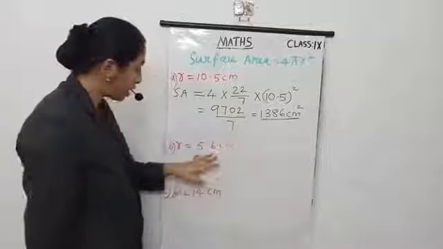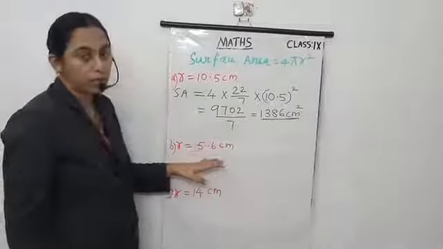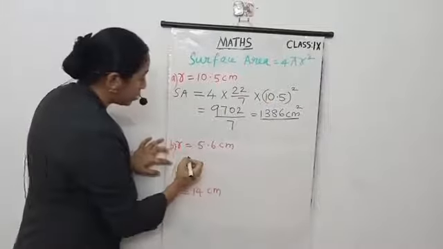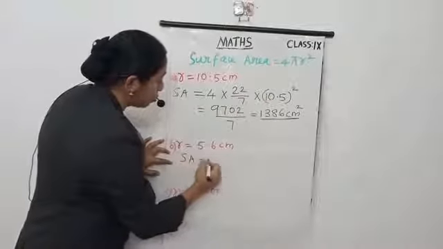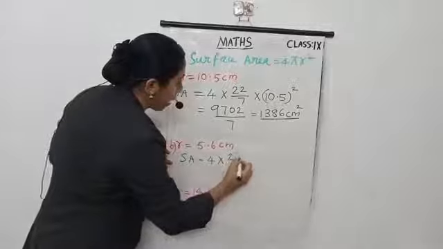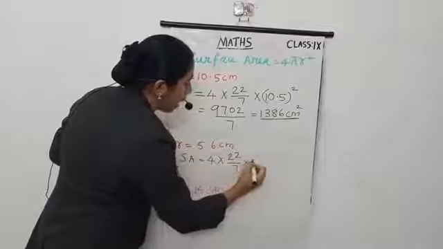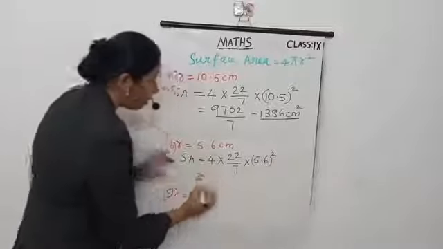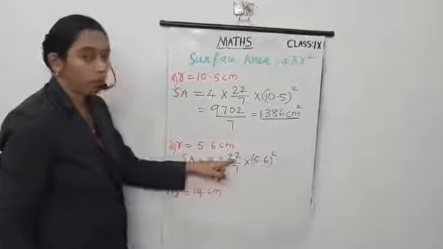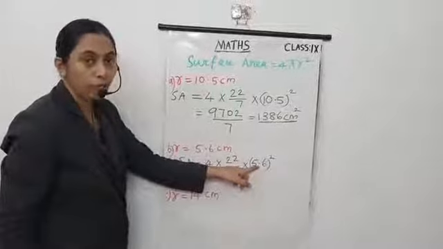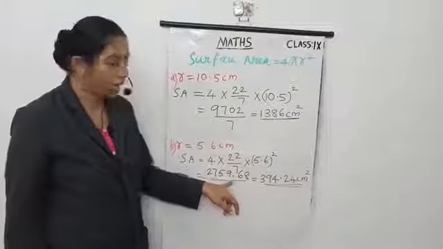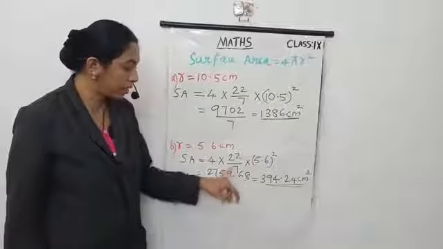Now second, r equal to 5.6. So we put the value of r in this equation. Surface area equals 4 into pi, which is 22 by 7, into 5.6 all square. Now multiply 4 into 22 into 5.6 into 5.6. Then we get 2759.68 by 7.